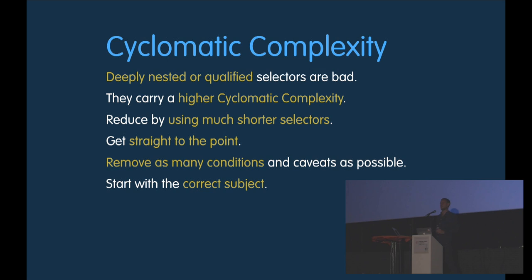It makes things simpler to understand. It makes things much more robust. If we have deeply nested selectors, we are inviting more chances for something to go wrong. Also, it just increases file sizes and all that bad stuff.